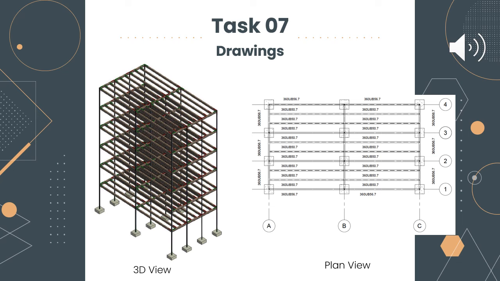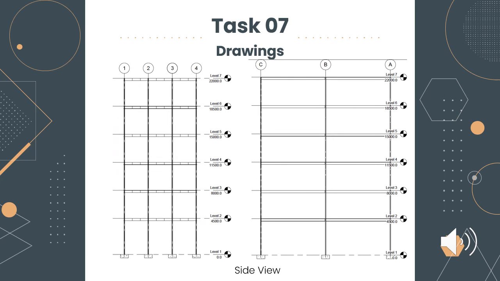So for task 7, which are the drawings for the design project, on the left is the 3D view of the whole structure, which is modeled using Revit, and on the right is the plan view, where for primary beams we are using 360 UB 56.7, and for the secondary beams we are using 360 UB 50.7. And this is the side view of the design project.